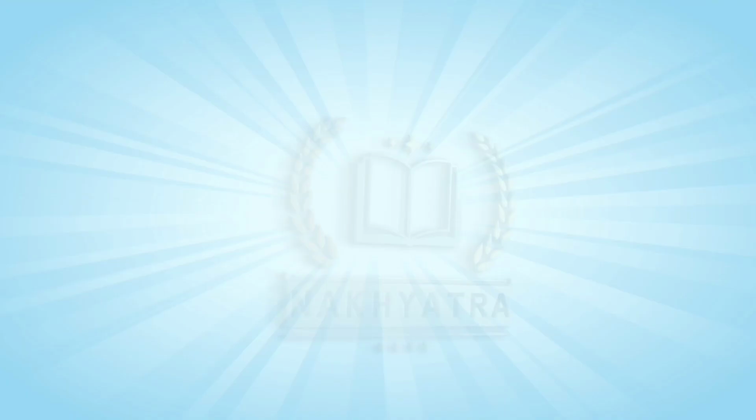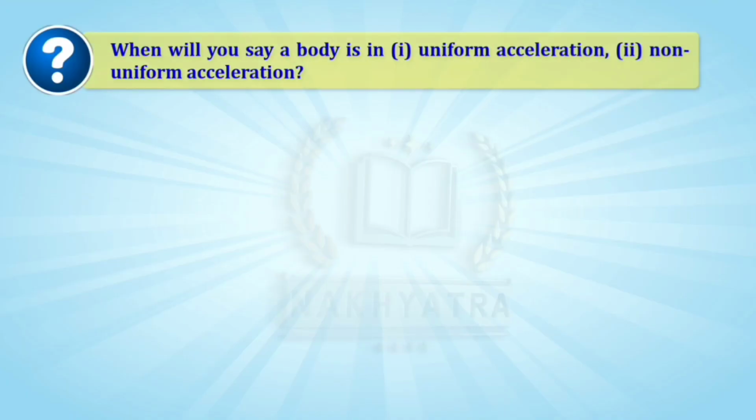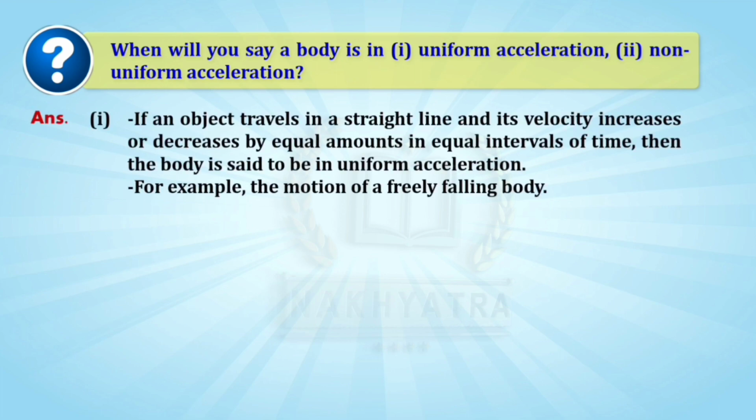Well students, this is our last question. When will you say a body is in uniform acceleration and non-uniform acceleration? Now first see for uniform acceleration. If an object travels in a straight line and its velocity increases or decreases by equal amounts in equal intervals of time, then the body is said to be in uniform acceleration. So when an object travels in a straight line and its velocity increases or decreases by equal amounts in equal intervals of time, that body is said to be in uniform acceleration.